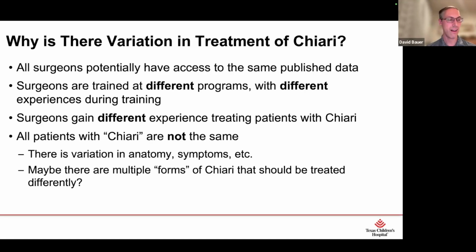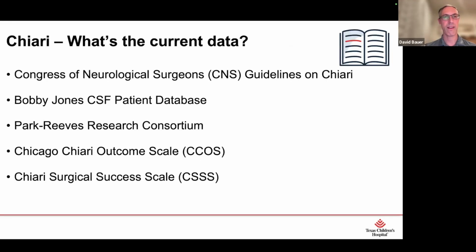And this is a line of research that we have now, but we haven't quite figured that out at this time. What's the current data for Chiari? Well, the Congress of Neurological Surgeons guidelines on Chiari malformation, you can look those up online. They're free, publicly available. Bobby Jones has a patient database and information. There's Park Reeves Research Consortium, which has also published high quality data.